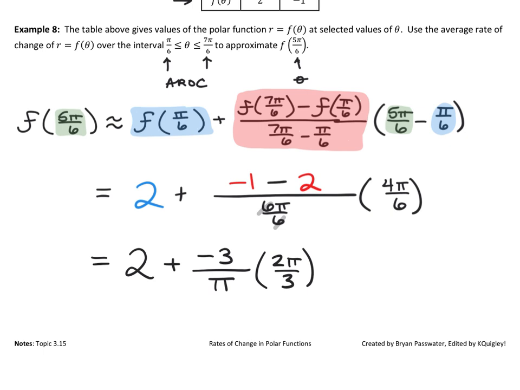My spidey senses are going crazy about that multiplication problem. What can you cancel? The 3's. What else? The pi's. So that number ends up just being -2. Well, 2, but then there's a negative in front, so -2. So you have 2 plus -2, which is what? 0. Our prediction for 5 pi over 6, based on the average rate of change, is 0.